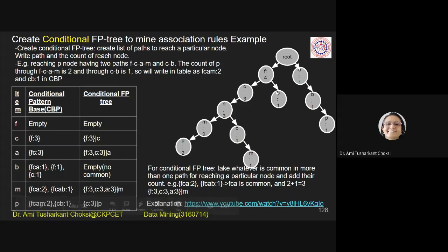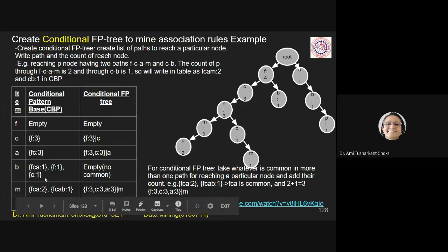To reach B node, we do have F and 1. You can say F is 4. Why are you taking 1? See, we need to take the minimum of this path, that is, to reach B, right? So what do we say? It is 1, right? So F colon 1, fine.